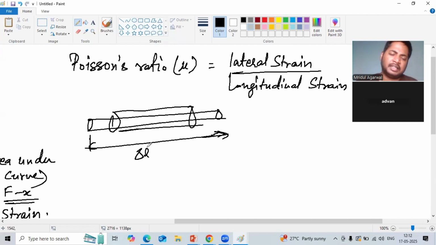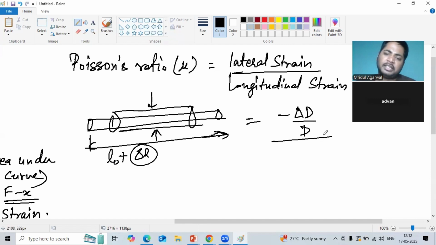So this change in the length divided by the original length, delta L, plus L initial would be this final length. So the elongation in the longitudinal side divided by the original length is your longitudinal strain, and lateral strain is the compression in this side. The diameter will decrease, so I will write minus delta D over D divided by delta L over L. This is your Poisson's ratio. So this is your diameter.